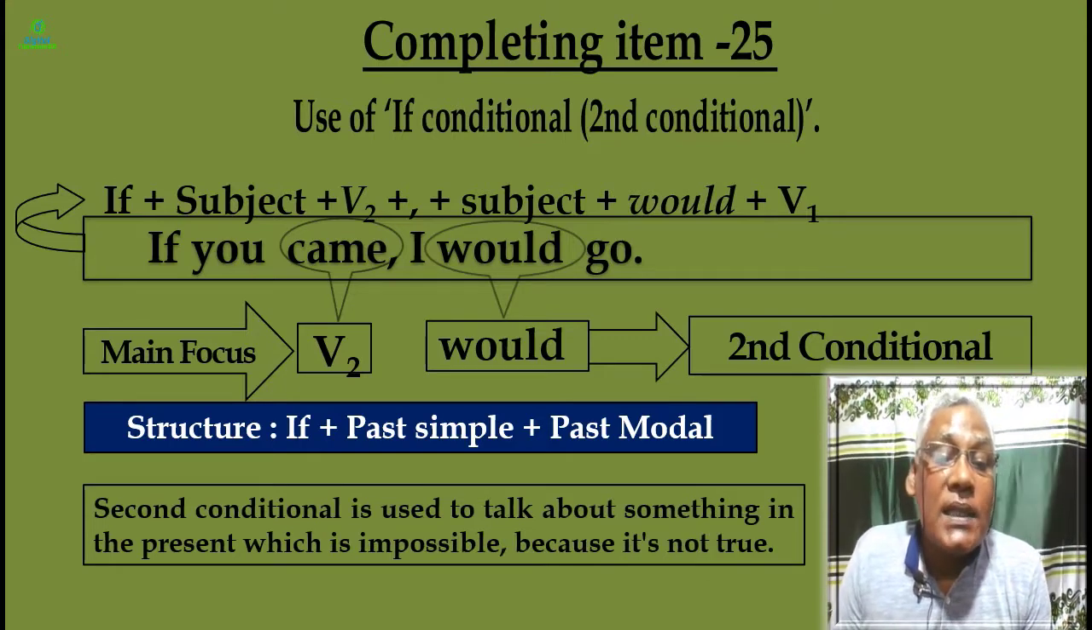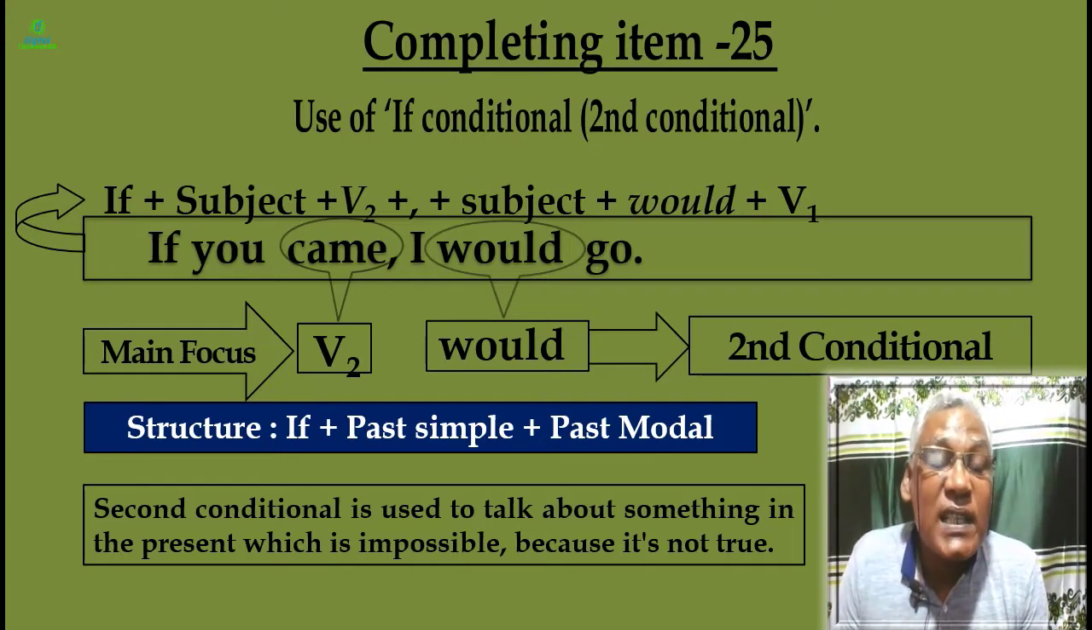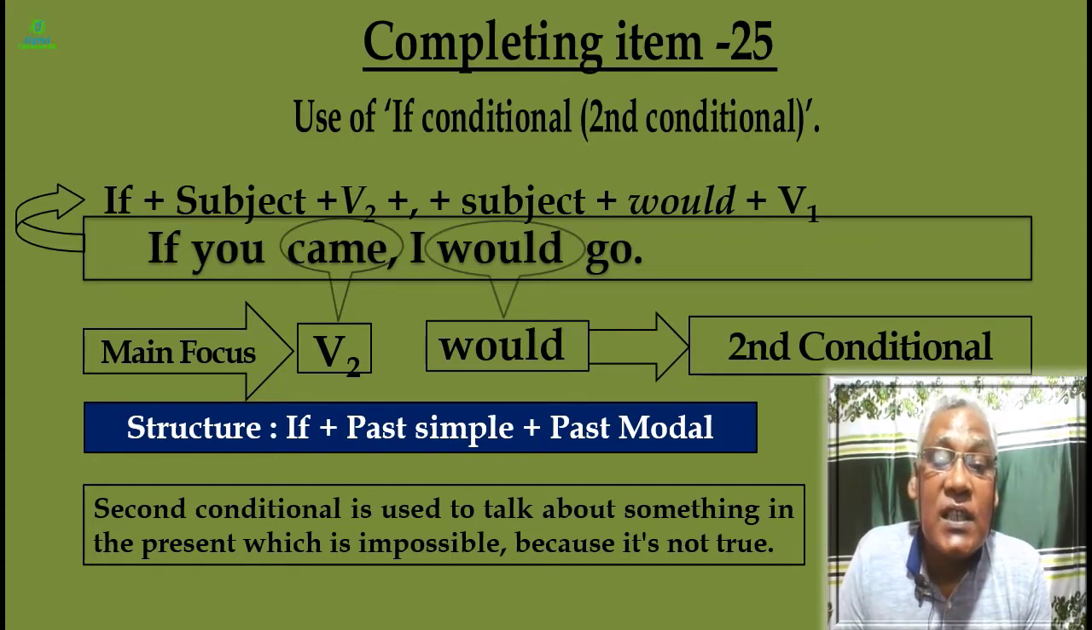Okay. And second conditional is used to talk about something in the present which is impossible because it's not true. Is it clear to you? Second conditional is used to talk about something in the present which is impossible because it's not true.